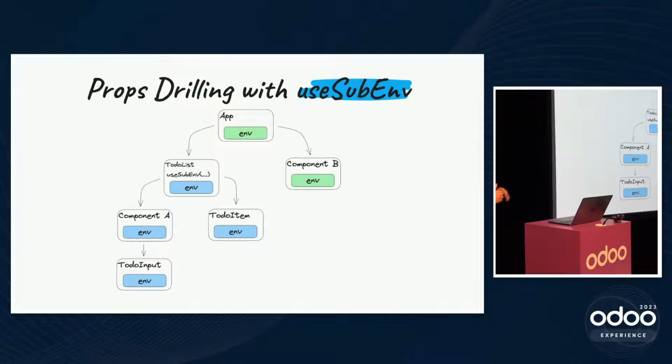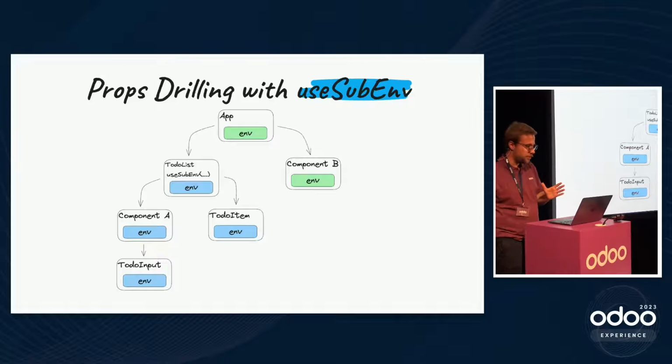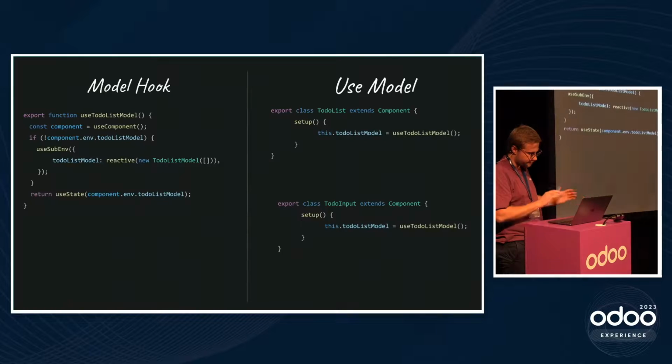So we have a smart hook to do it in Owl. It's useSubEnv. Basically, it will add something in the env, but only in the env of the component who will use useSubEnv and all of its children. So it will encapsulate the logic. And when the ToDoList is destroyed, unmounted, the list will disappear. No one will have access anymore. So it's probably a better practice in this case.